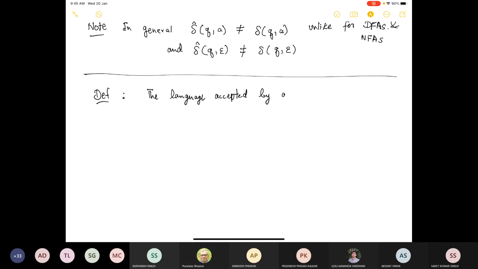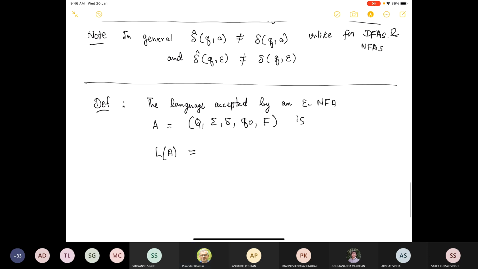And that is what I'm just coming to. The language accepted by an epsilon NFA M is the set of all strings W over the input alphabet such that delta hat of Q naught, W intersection F is non-empty. So some final state can be reached, right? And here we use delta hat as we have defined. Okay. So any questions on this?